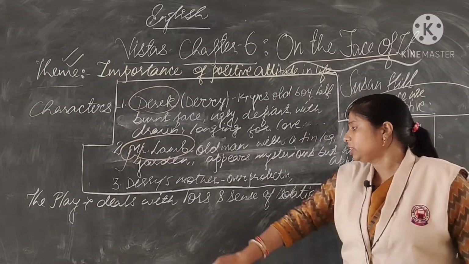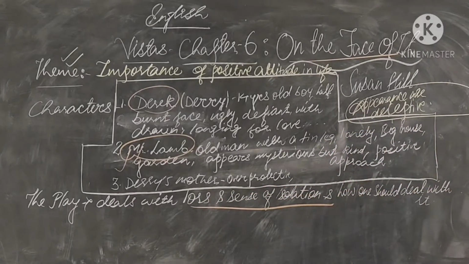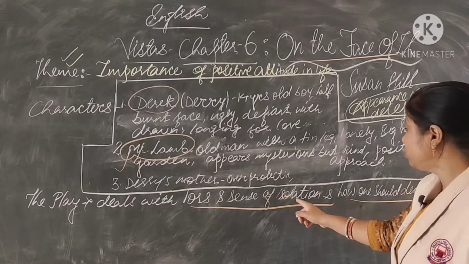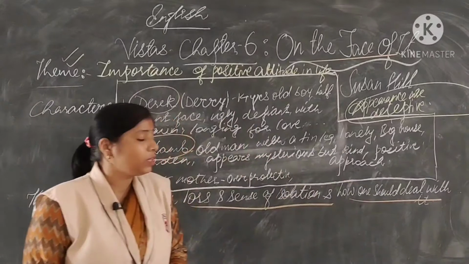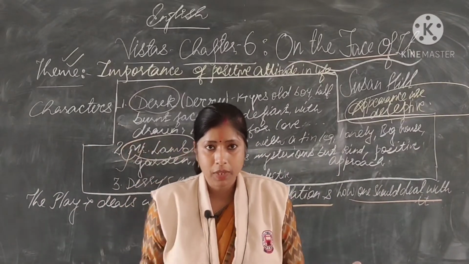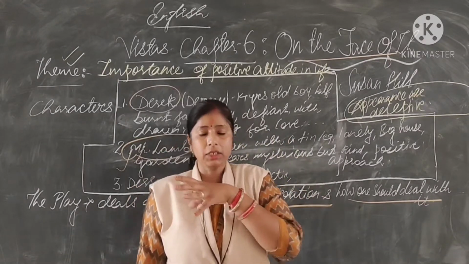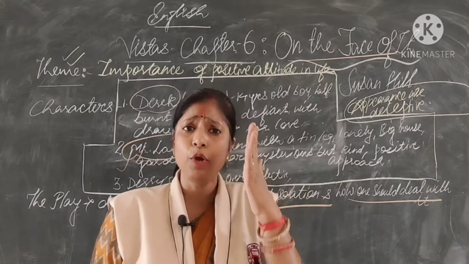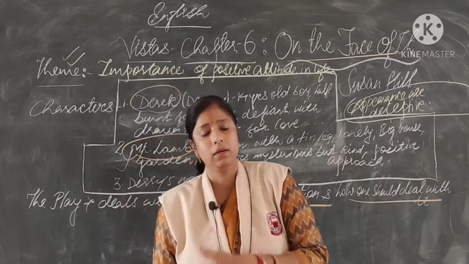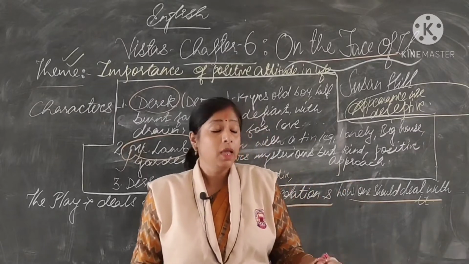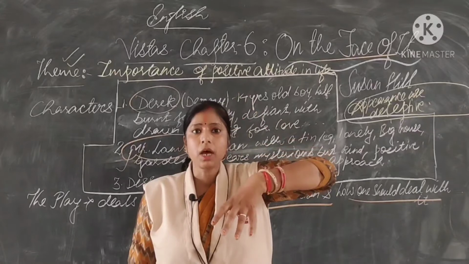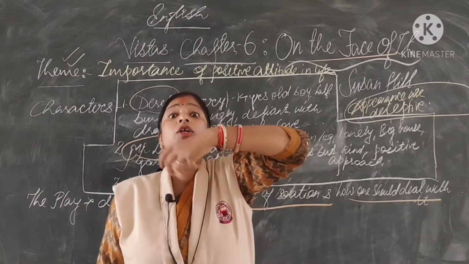This play deals with loss and sense of isolation and how one should deal with it. Actually, what is the play? The play depicts beautifully and grimly the sad world of physically impaired, disabled persons. This play deals with what? Means in this play we have understood what?